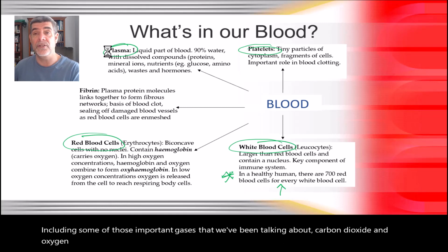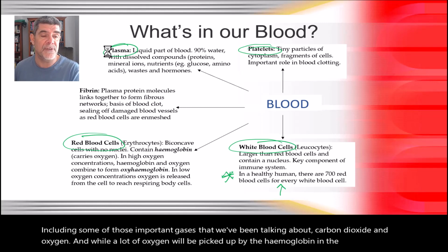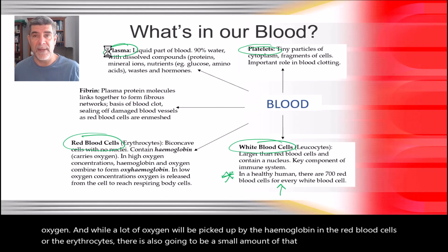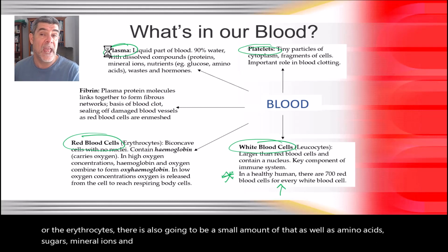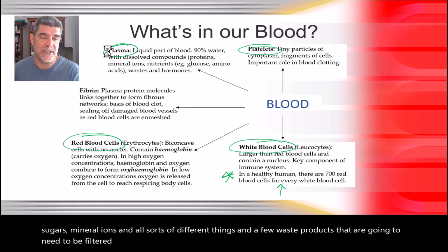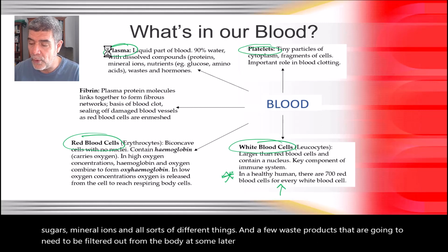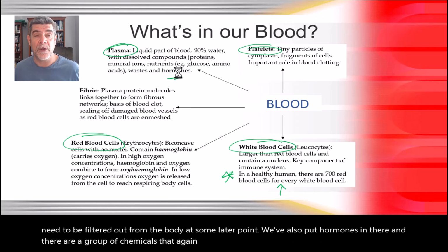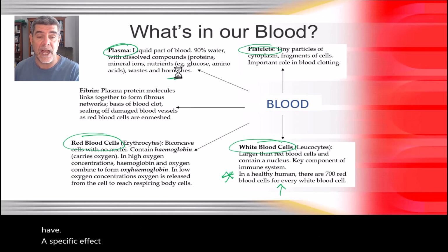And while a lot of oxygen will be picked up by the hemoglobin in the red blood cells or the erythrocytes, there is also going to be a small amount of that, as well as amino acids, sugars, mineral ions, and all sorts of different things, and a few waste products that are going to need to be filtered out from the body at some later point. We've also put hormones in there, and they're a group of chemicals that again are transported around the body, and they usually have a specific effect on certain target cells.